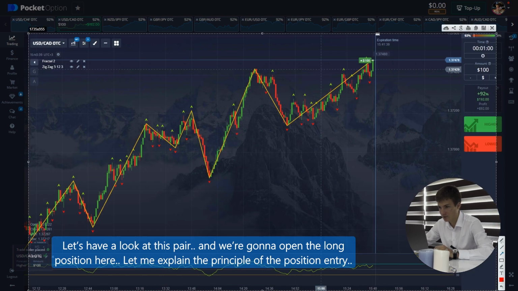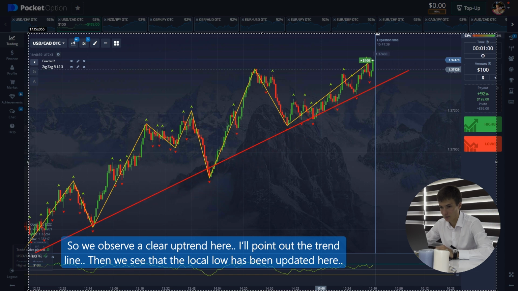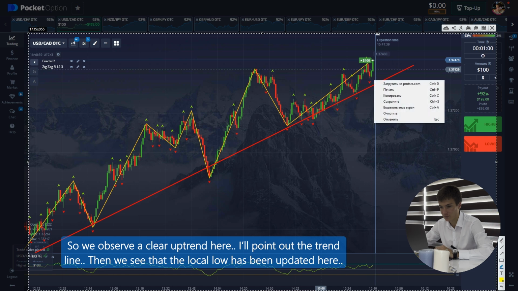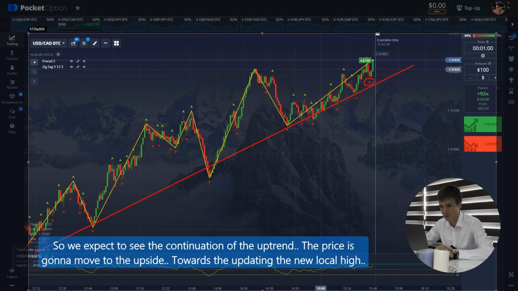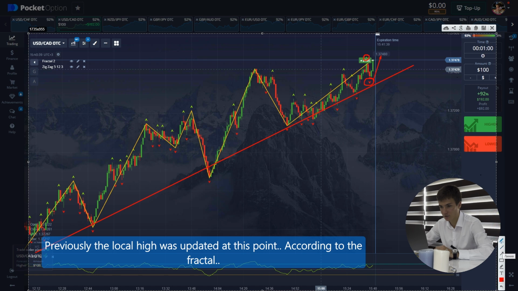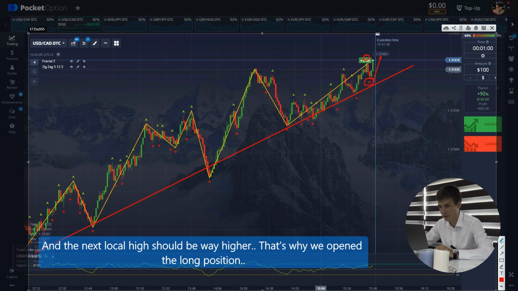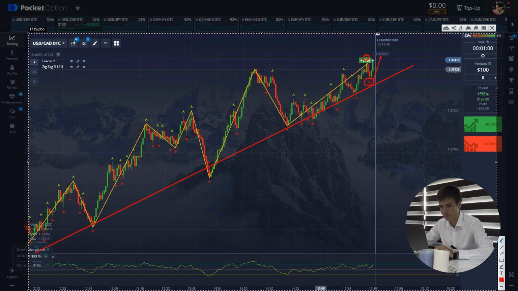Let me explain the principle of position entry. We observe a clear uptrend here. I'll point out the trend line. Then we see that the local low has been updated here. They expect to see the continuation of the uptrend. The price is gonna move to the upside towards updating the new local high. Previously, the local high was updated at this point, according to the fractal, and the next local high should be way higher. That's why we open the long position.